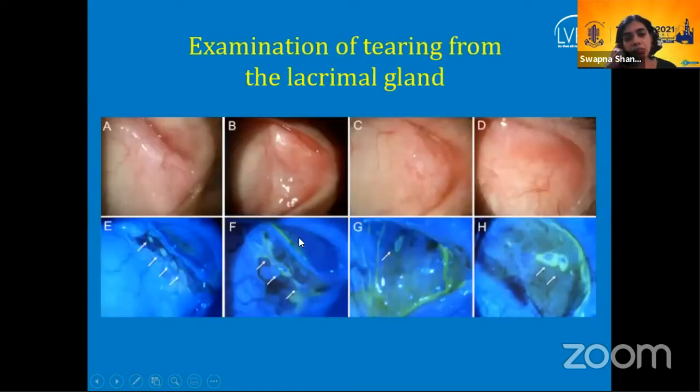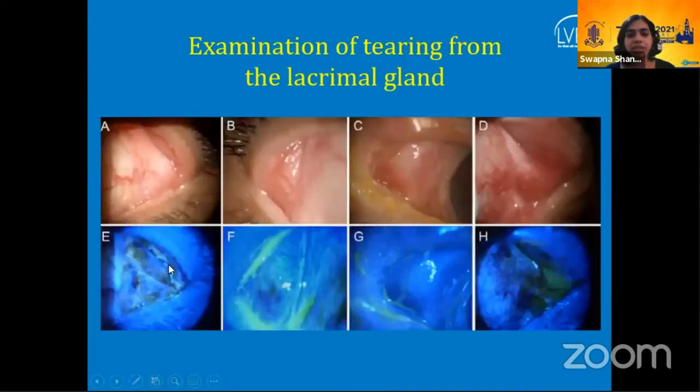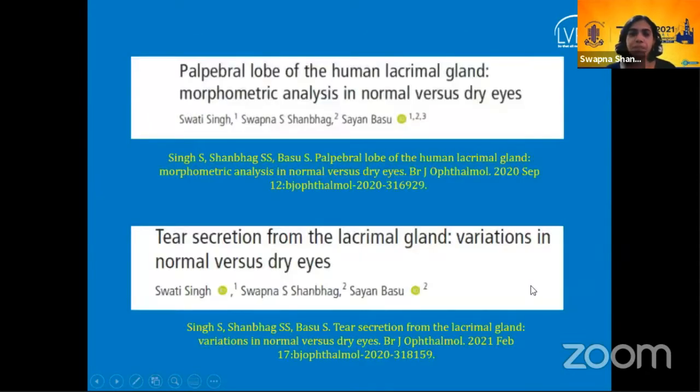Also, it is very beautiful to examine the tearing that happens from these lacrimal glands. You can just use a fluorescein strip placed here when you're looking at the lacrimal gland on the slit lamp. In normal cases, you see about 2 to 4 ducts which are actively secreting tears, and these are seen very beautifully. However, in cases of cicatricial dry eye, as you can see here, there are no ducts releasing these tears.